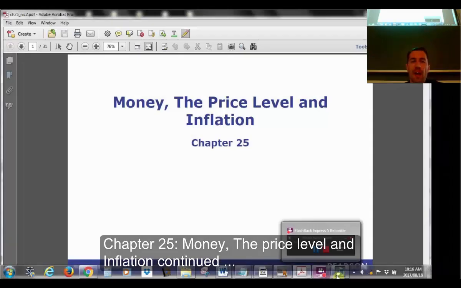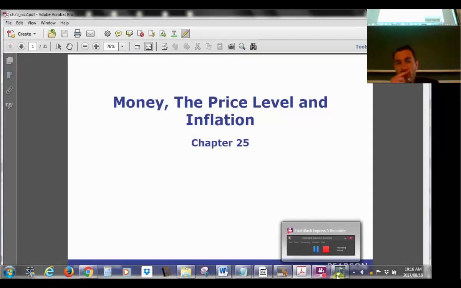Chapter 25, which is about money and what that means for the economy. So money influences price level, and therefore it influences inflation as well. Inflation being change in price level over time, a positive change.